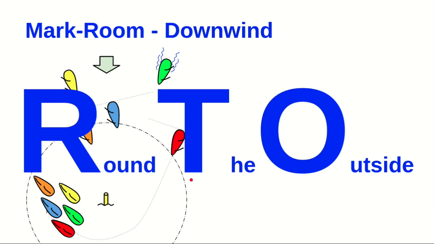Red has to go around the outside in this situation, nothing much else she can do. If red doesn't want to go around the outside, then she should have taken the inside long ago. She should have jibed way up here and approached with orange and yellow.